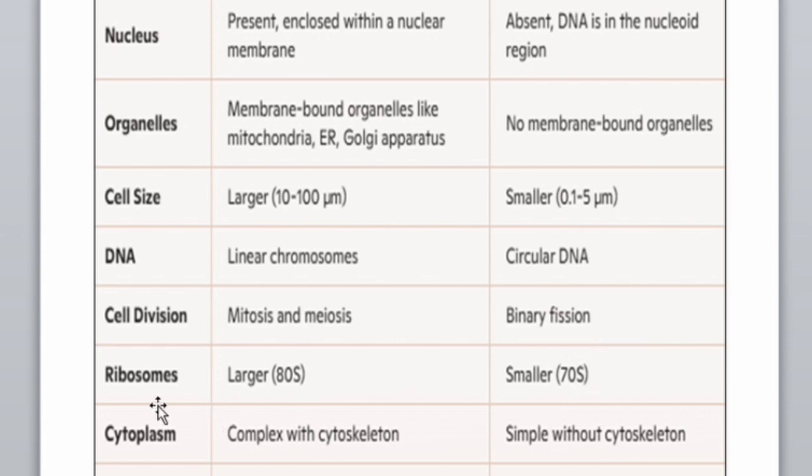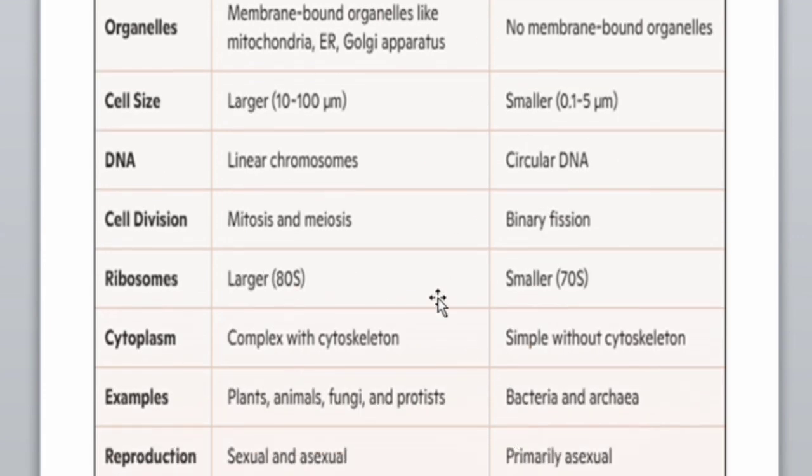Ribosomes. There is also a difference in the size of ribosome in prokaryotic cell and eukaryotic cell. In eukaryotic cell, the size of ribosome is larger and it is 80S. S stands for Svedberg unit. Whereas in prokaryotic cell, the size of ribosome is 70S. Cytoplasm is complex with cytoskeleton, whereas in prokaryotic cell, the cytoplasm is simple without cytoskeleton.